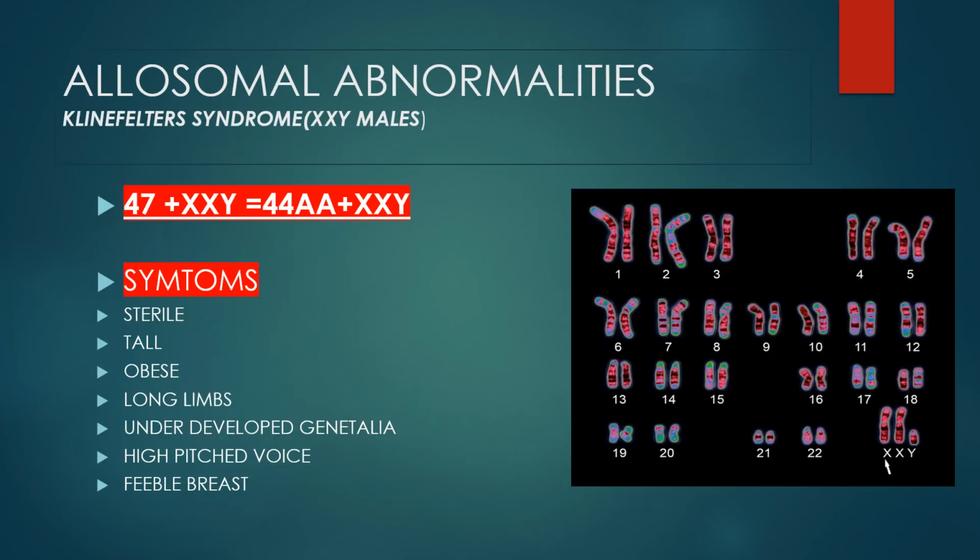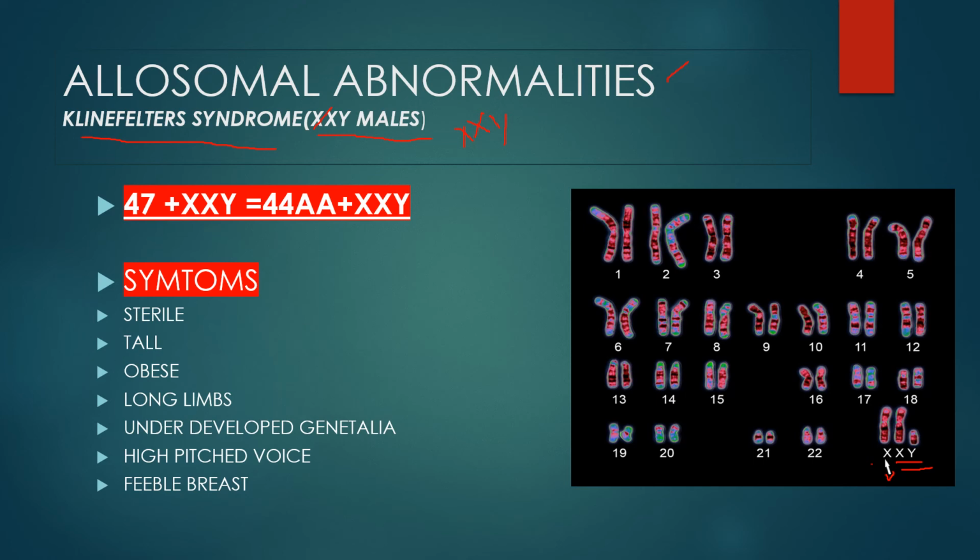Now let's learn about allosomal abnormalities. Allosomes are the sex chromosomes. The meiotic non-disjunction of sex chromosomes causes allosomal abnormalities. The first example of this is Klinefelter syndrome. We call them XXY males. Usually males have the sex chromosomes X and Y, but here you can see one extra sex chromosome, XXY. Usually a male should have only these two, but here there is one extra X chromosome, you can see the arrow. These are called XXY males.